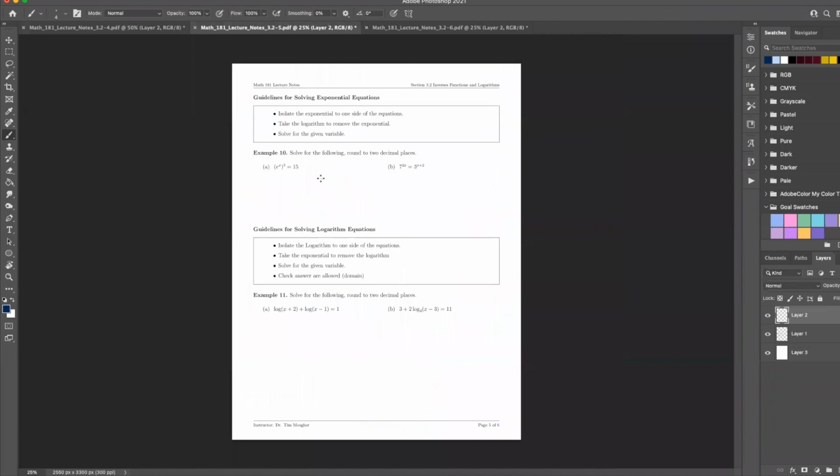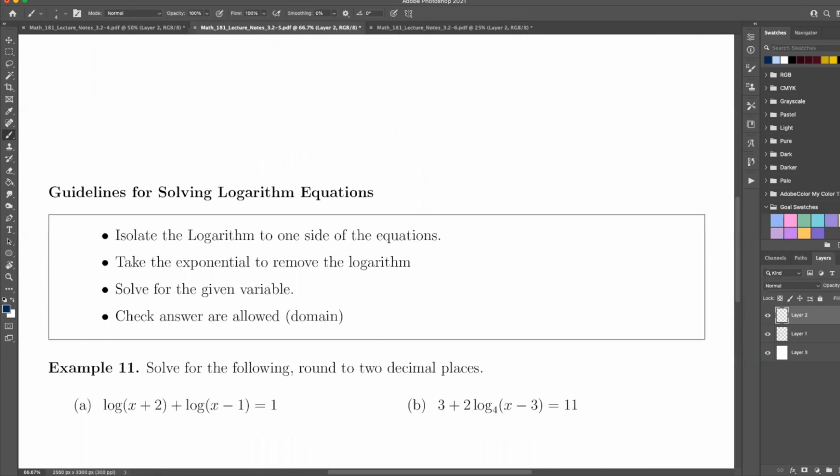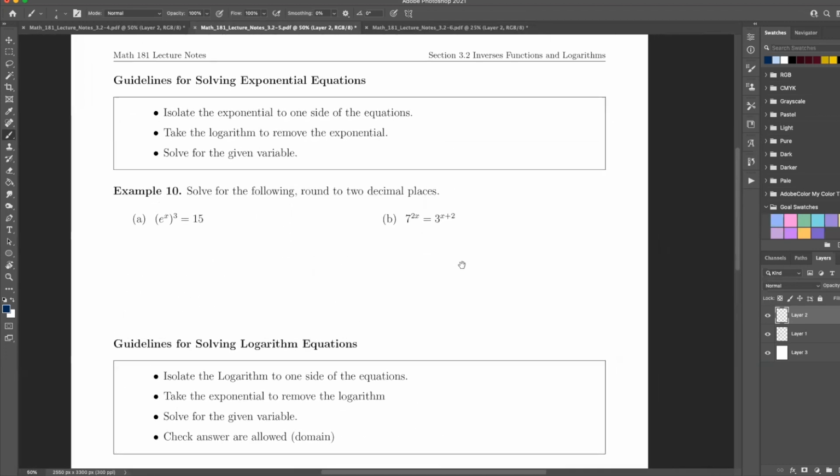All right, so let's teach you how to solve exponential equations. Usually I solve one, then I have you guys solve one, but I'll just solve them all because we still have another section to teach. So for solving an exponential equation, you isolate the exponential to one side and take the logarithm to remove the exponent, and then solve for the given variable.